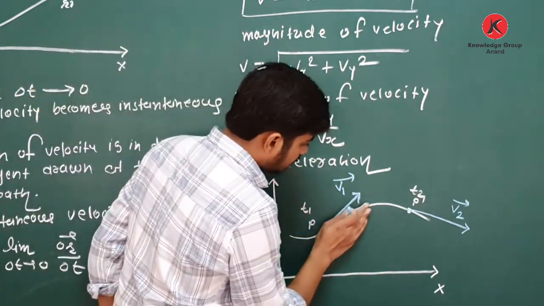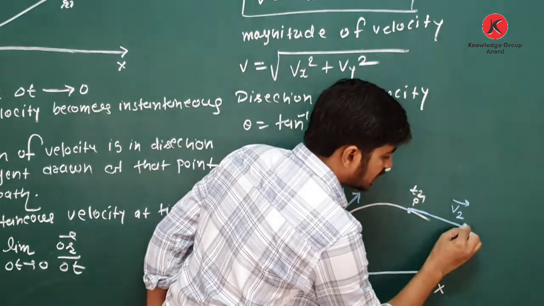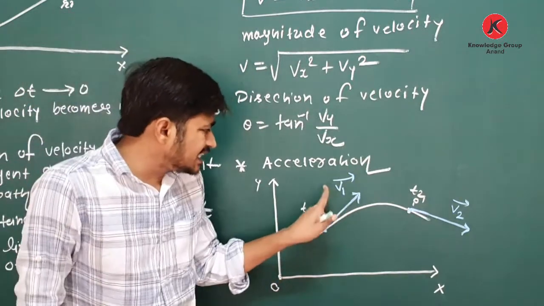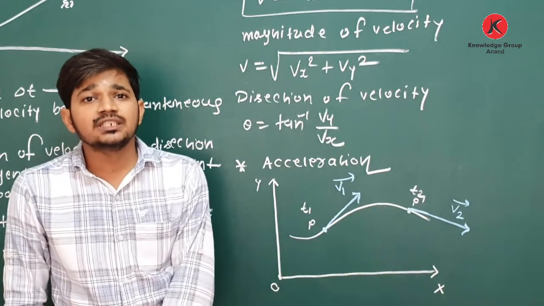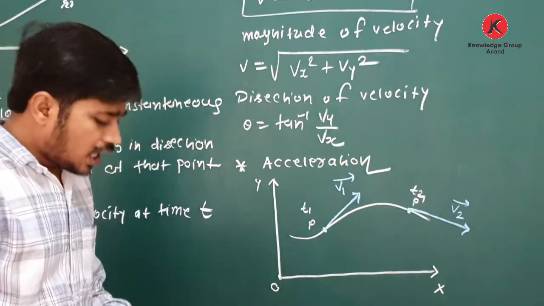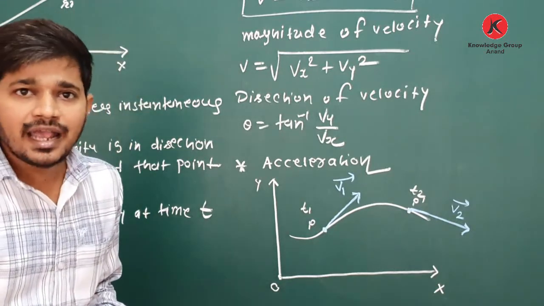Similarly, after some time the particle is here. If at this point I draw a tangent, it is the direction of velocity v2. So here in this case, v1 is the initial velocity and v2 is the final velocity. Clear about this? Okay, so how to find average acceleration?